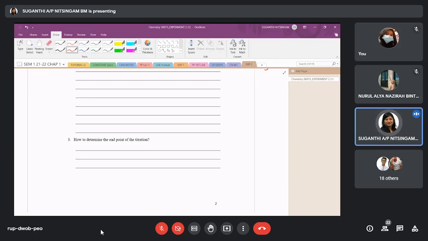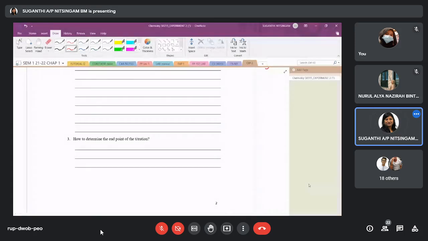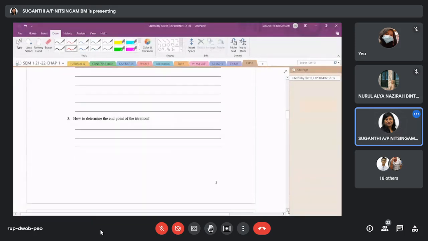So the endpoint is the point at which the indicator changes color. Here your indicator is phenolphthalein. So the phenolphthalein must change to pale pink, and the pale pink must remain for 30 seconds. Okay? The next question.